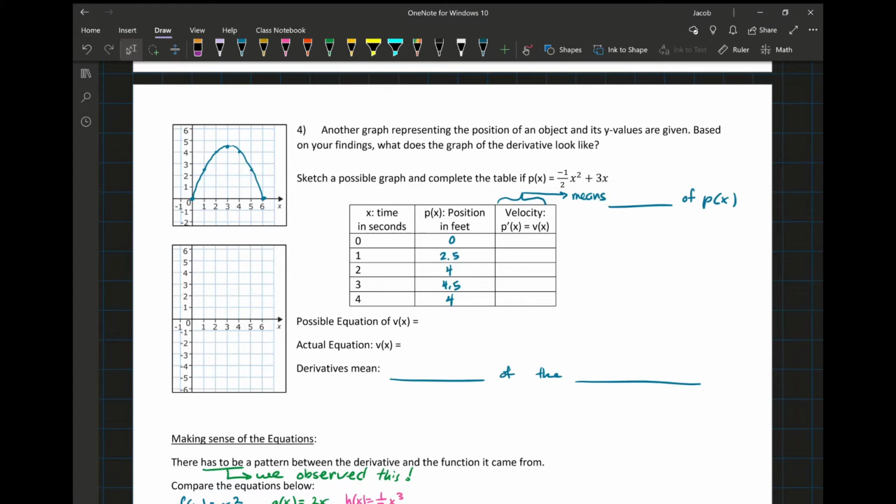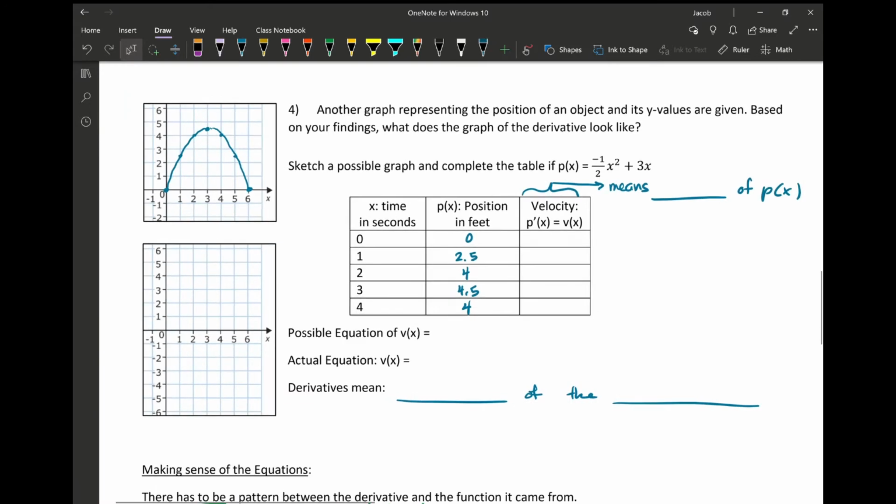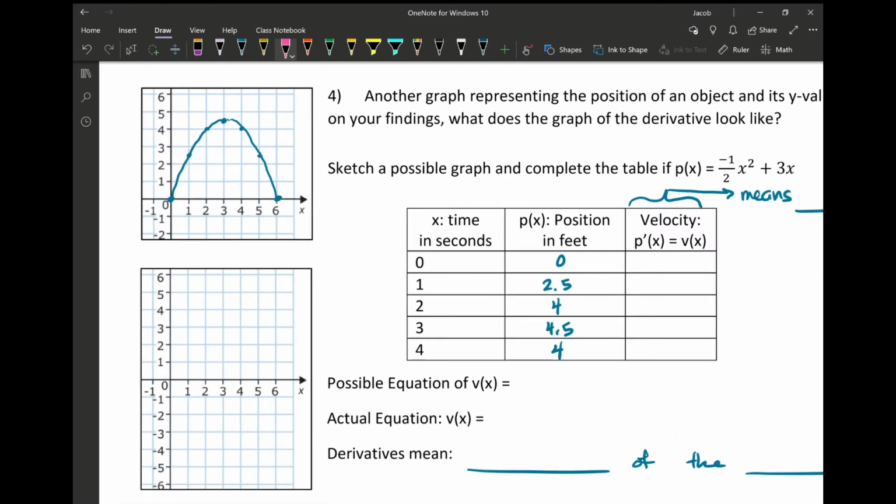We're looking at this graph that represents the position of an object and its y values are listed there for us. And based on what we can drum up about the tangent lines, we're going to look at the equation of the derivative. So if we look at what's happening at 0, 0, what is the slope of this graph at 0, 0? Well, we can't figure it out because it is an endpoint and we do not have a slope to reference. So we can't draw a tangent line there.